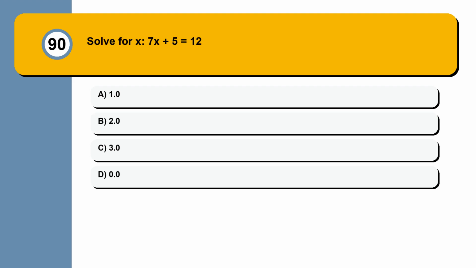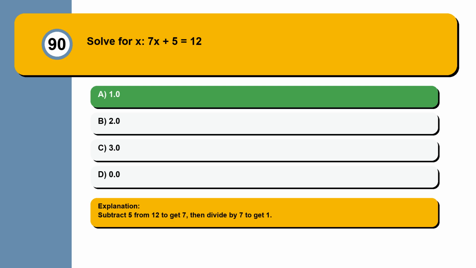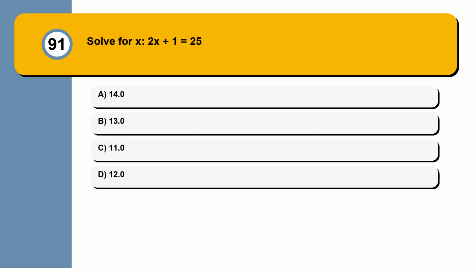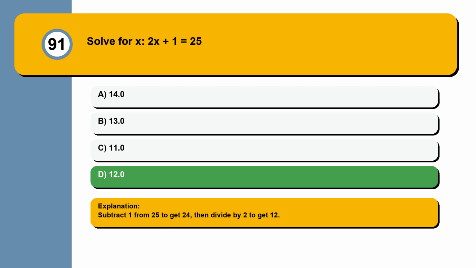Question 90. Solve for x. 7x plus 5 equals 12. 1.0, 2.0, 3.0, 0.0. Subtract 5 from 12 to get 7, then divide by 7 to get 1. Question 91. Solve for x. 2x plus 1 equals 25. 14.0, 13.0, 11.0, 12.0. Subtract 1 from 25 to get 24, then divide by 2 to get 12.